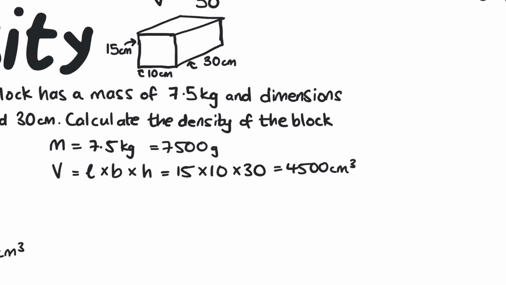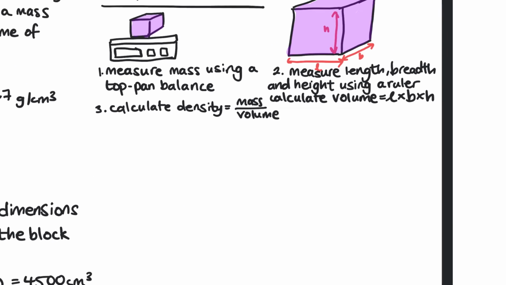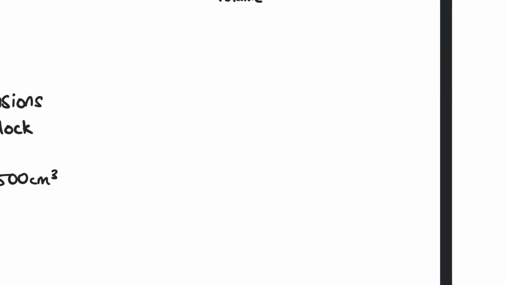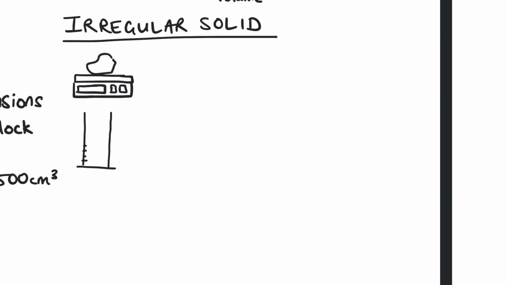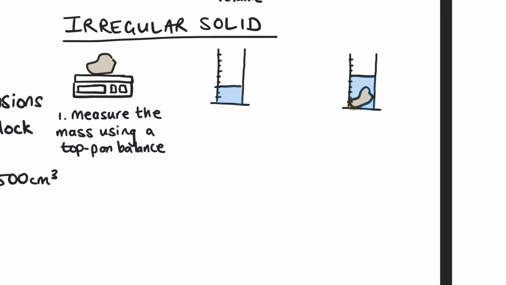So now let's have a look at the next experiment, and that is finding the density of an irregular solid. An irregular object is one where we can't easily measure the sides together and multiply them to find the volume. So for example, something like a rock. To find the density, we know we're going to need to find the mass and its volume. Finding the mass is straightforward. All we need to do is put it on a top-pan balance, same as with a regular solid. But to find the volume, we need to take a different approach.